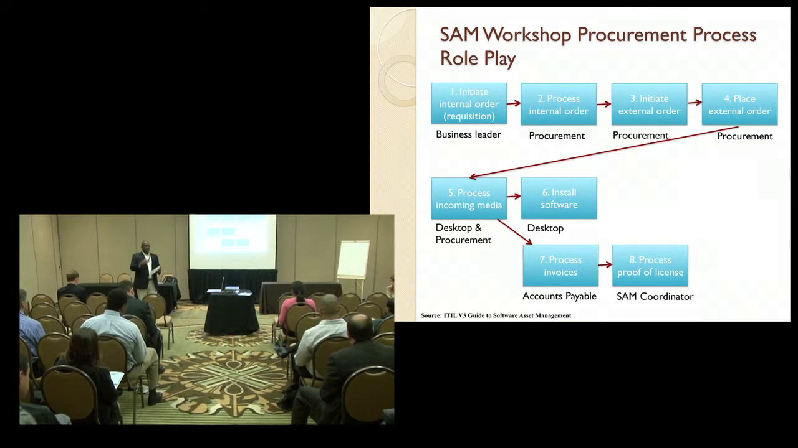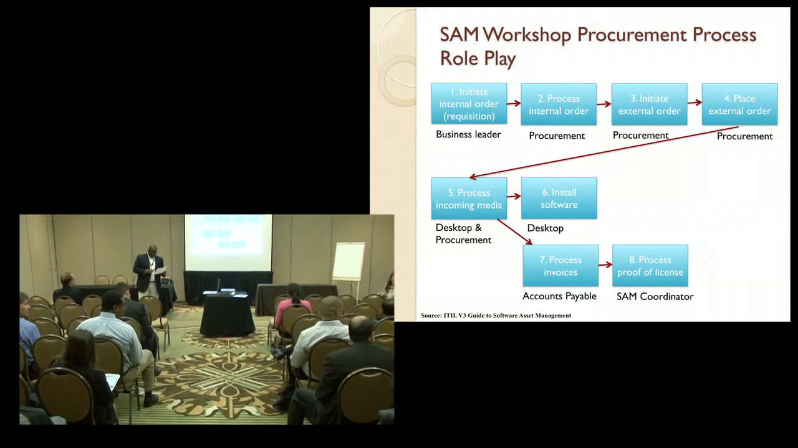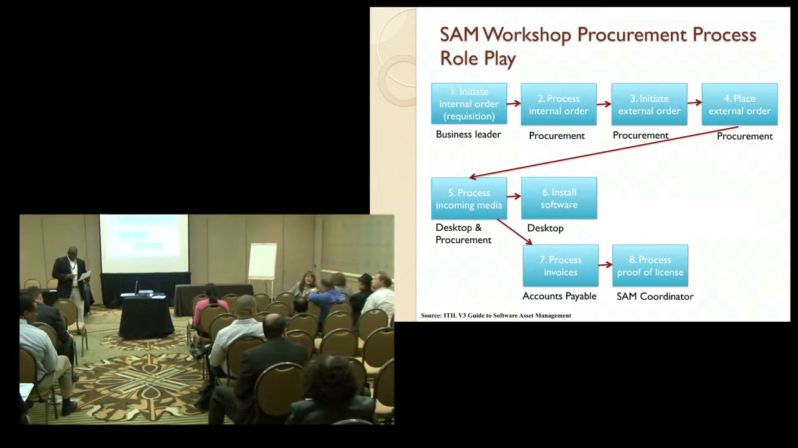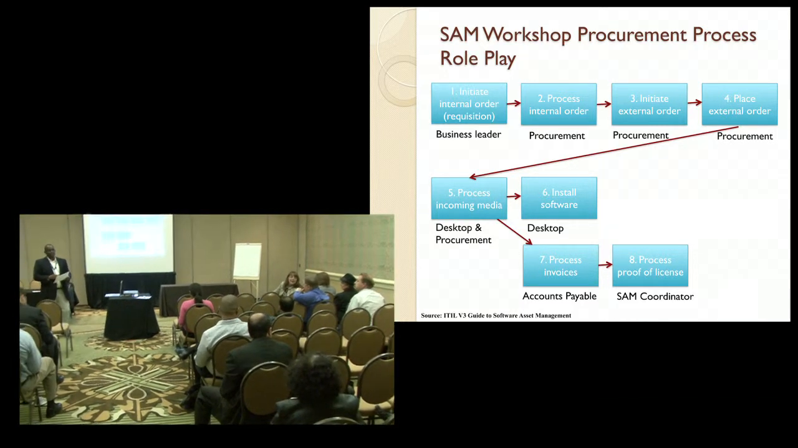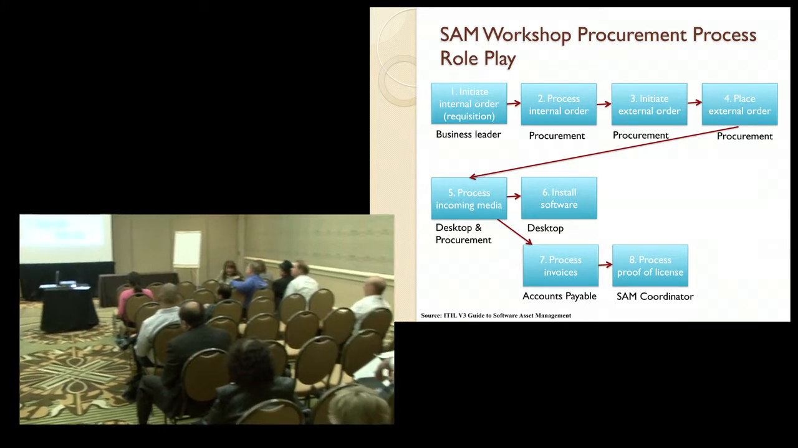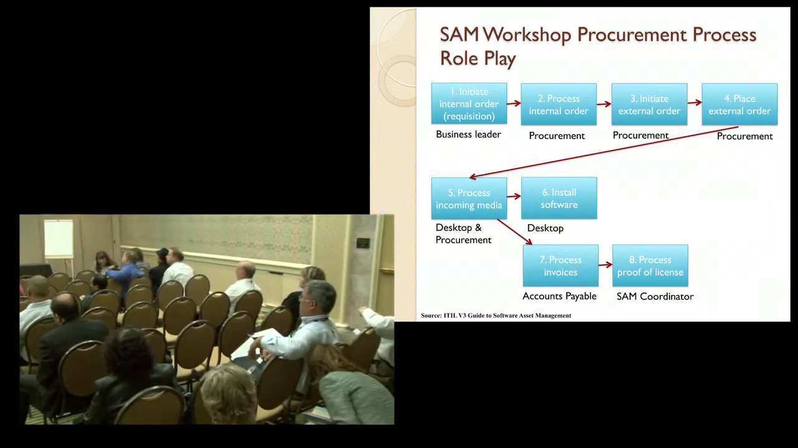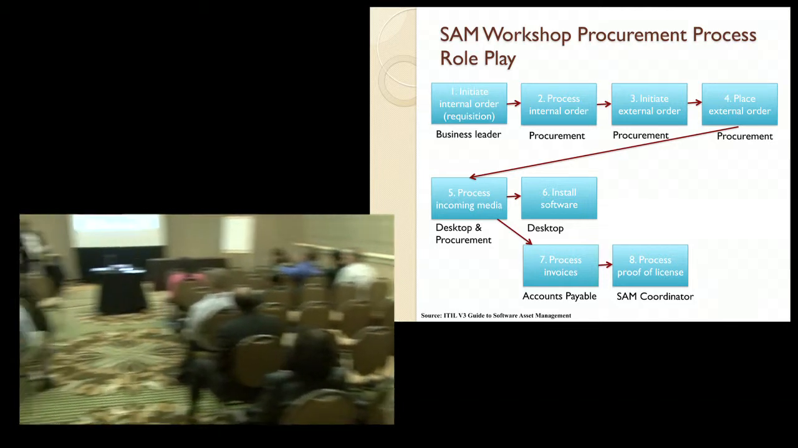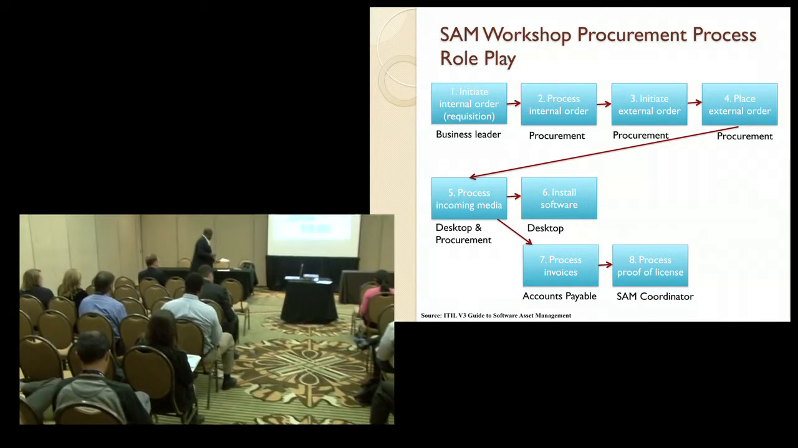Accounts payable, anyone? I am in the accounts payable system and processed an invoice for 50 Microsoft Office licenses. Desktop 1: I'm in the system and installed 50 Microsoft Office licenses. Desktop 2: Proof of license updated in the system.